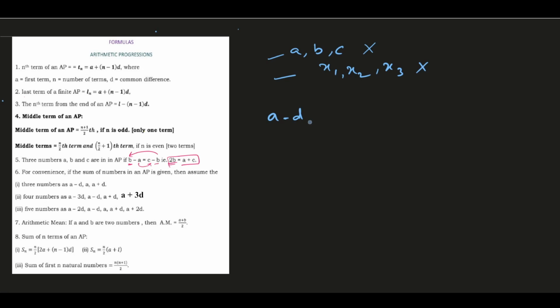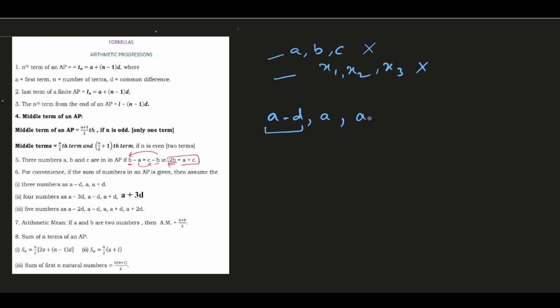A minus D. This is the first number. And the second number will be A minus D plus D. Because if the first term is something, then the second term is when we add that difference to the first term, right? So this will be A minus D plus D. Ultimately minus D and plus D cancel, and we are left with A.